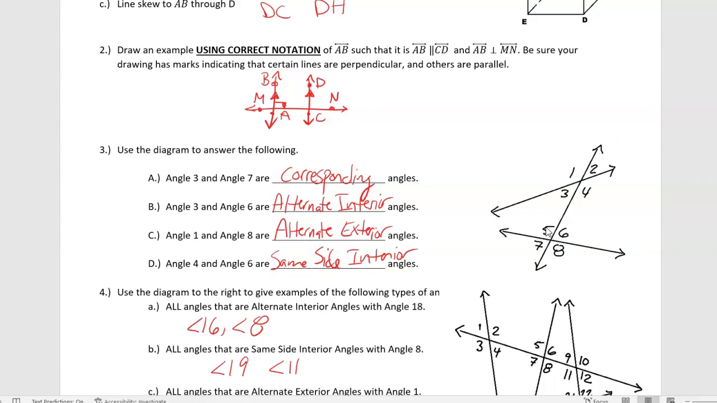You got to be careful with like 5 and 8. Those are switching sides, but we already have a name for those. Those are called vertical angles. So those are not alternate exterior or alternate interior. Those are just vertical angles.